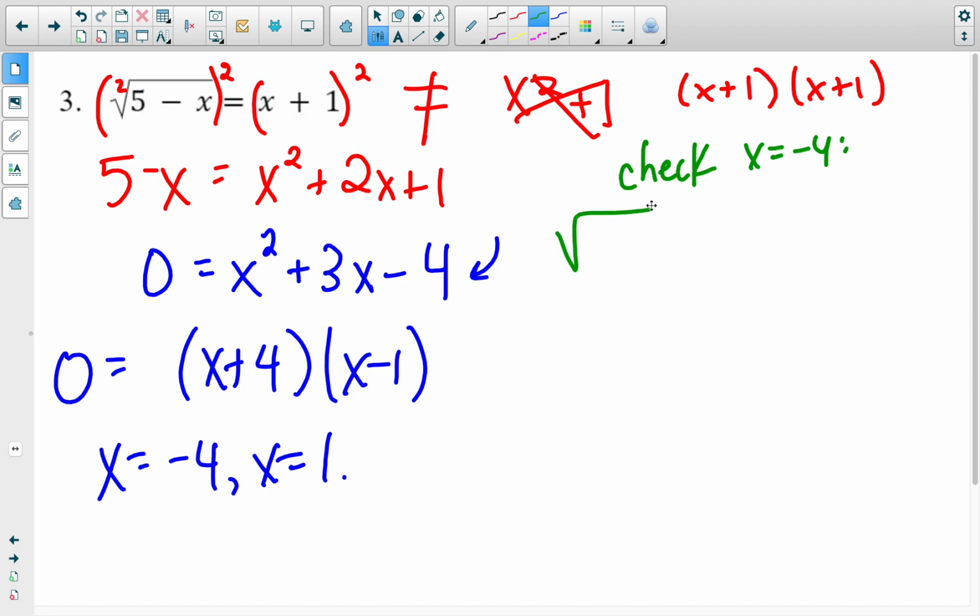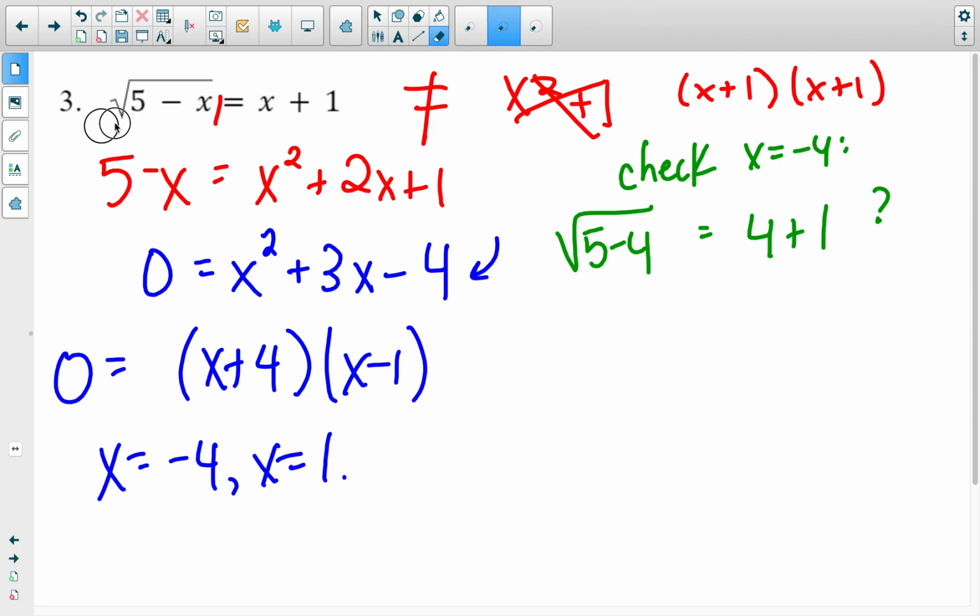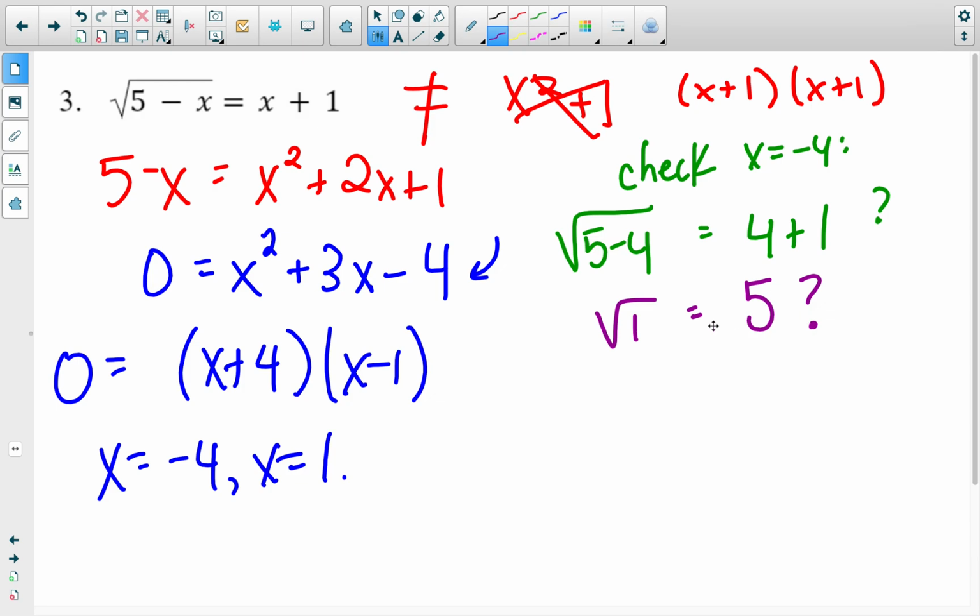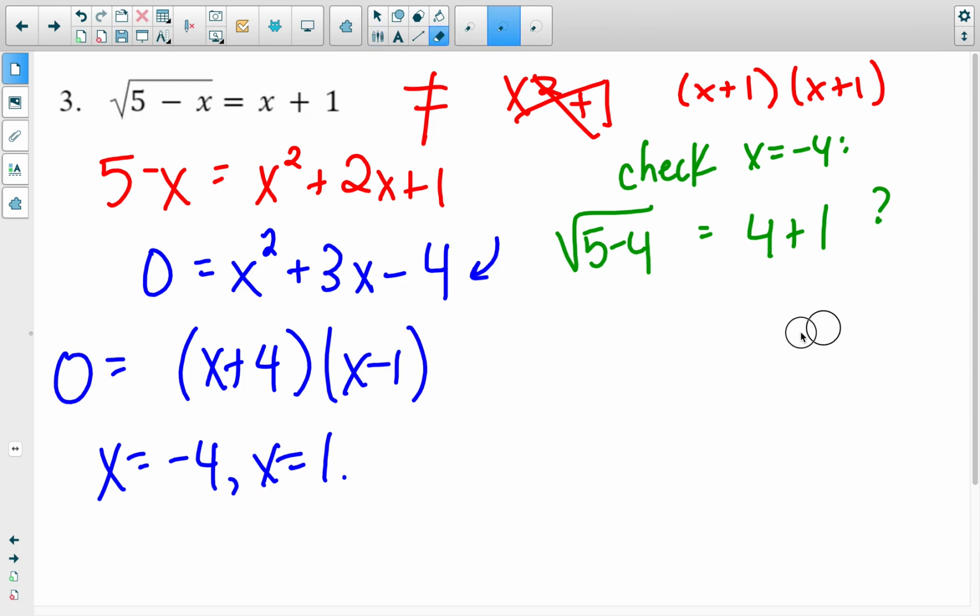In the original, so the square root of 5 minus 4, is that equal to 4 plus 1? That's our question. We're checking in the original before we squared. So is the square root of 1 equal to 5? That doesn't make any sense. Oh, that's because we're working with a negative 4 here. Let's see. Give me 1 second. Plugged in my number wrong. All right.